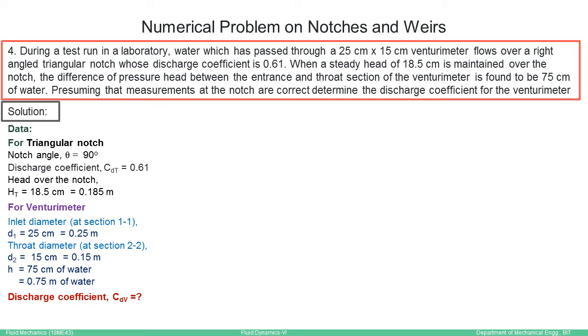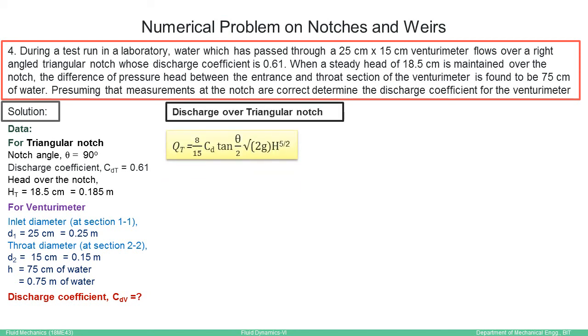For the venturi meter, inlet section diameter is given as 25 centimeter. Throat section diameter is given as 15 centimeter, expressed in meters, 0.25 meter and 0.15 meter respectively. And small h for the venturi meter is directly given as 75 centimeter of water, that is 0.75 meter of water. Now you are required to find out the discharge coefficient for the venturi meter.